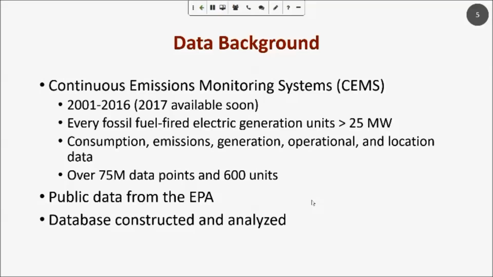Data actually exists for the entire United States back to the 80s, but we focus on the last 15 years and the Western Interconnection because the data is much more complete starting in 2001 and due to our geographic location. The 2017 data is not yet completely available, but when it is, we'll add it to our database this summer.